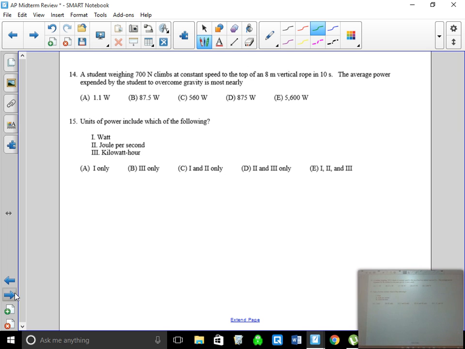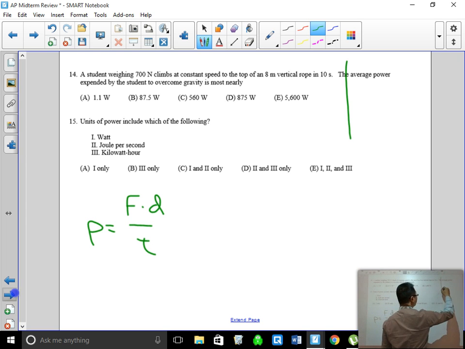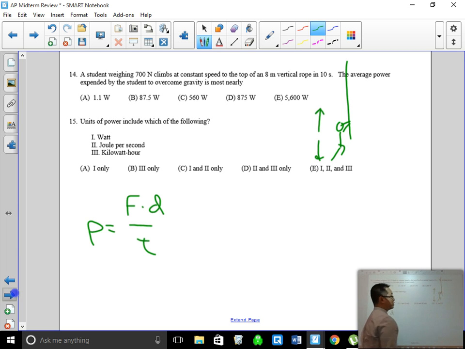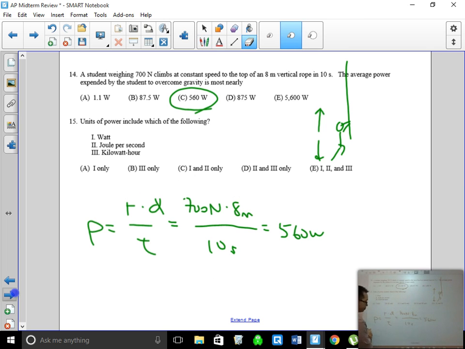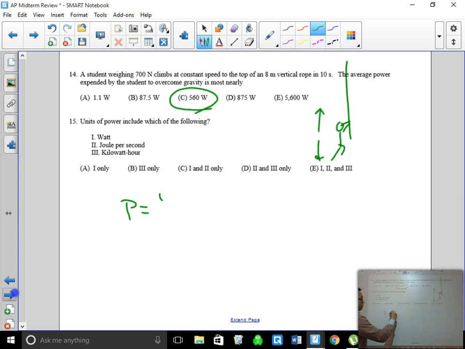A student weighing 700 newtons climbs at constant speed to the top of an 8-meter vertical rope in 10 seconds. This is just understanding the power formula: power is equal to force times distance over time. The student is climbing up the rope himself, so ultimately the force that he has to pull upwards is going to equal his weight, otherwise he wouldn't move up. So we end up with 700 newtons times 8 meters over 10 seconds, which equals 560 watts. Choice C.